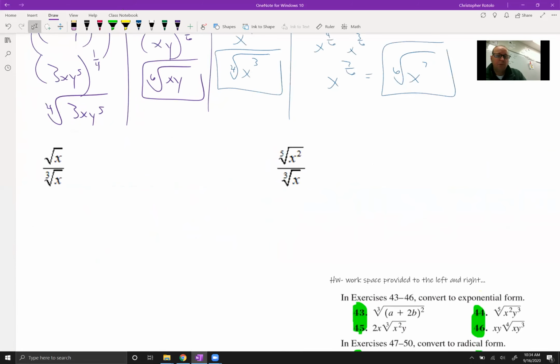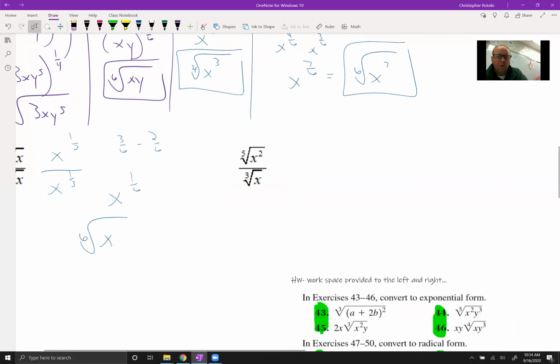All right, so we get a couple more now with our division. So we know it's x to the 1/2 over x to the 1/3. Okay, so we know we're going to subtract these, but again, we need the common denominator. So we got 3/6 minus 2/6 to get 1/6. So we're dealing with x to the 1/6. So that'll look like x covered by the 6th root. Okay, one more to go.